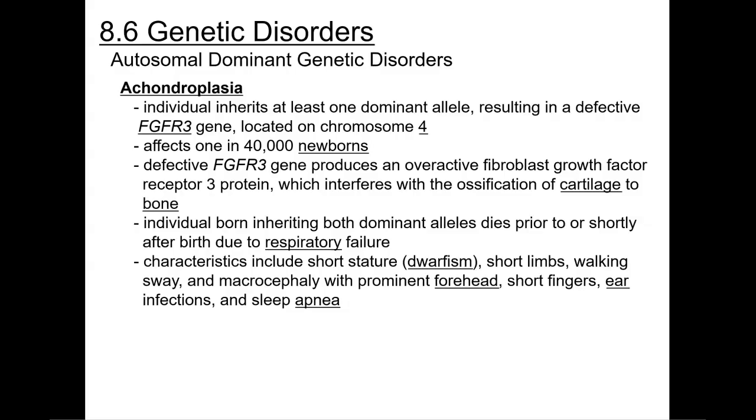Or if you've ever watched any of the Little People Big World TV shows, they talk about the double dominant, and they are always worried about that. That's what this is. So if you get both of the dominant traits, usually it leads to the body terminating the pregnancy on its own, or those babies die shortly after birth. So individuals, like we said, born are going to go into respiratory failure. And with this gene, if you get one of these dominant traits and one recessive, it's going to include short stature, which we refer to as dwarfism, short limbs, a walking sway, macrocephaly and a prominent forehead, short fingers, ear infections, and sleep apnea.